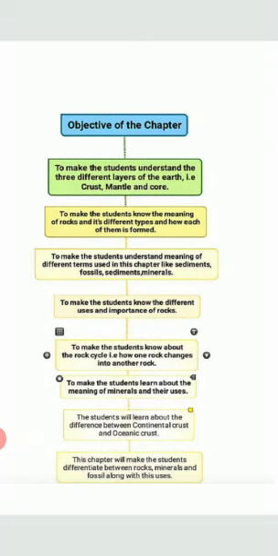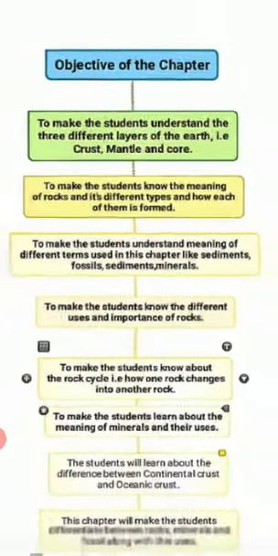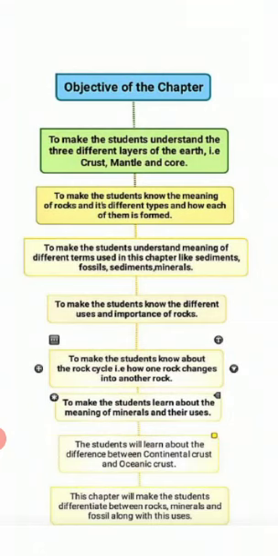So today in this video, we will be learning about our second chapter of geography, that is Inside Our Earth. Before we proceed with the chapter, let us have a look at the objectives of this chapter. This chapter has 8 objectives. That means what are the things we are going to learn from this chapter.